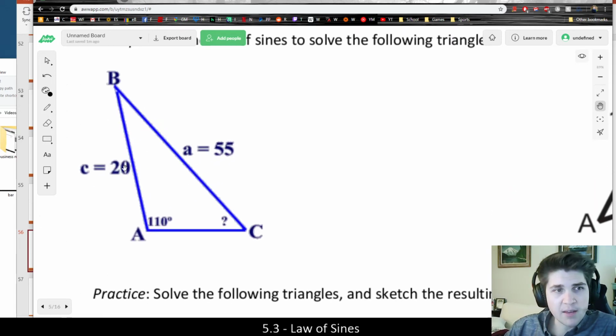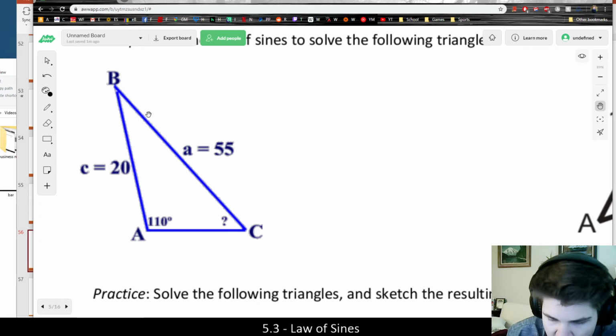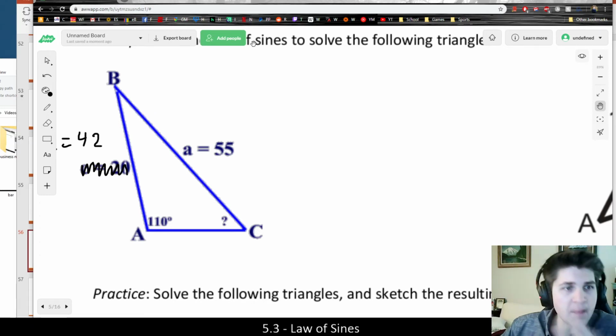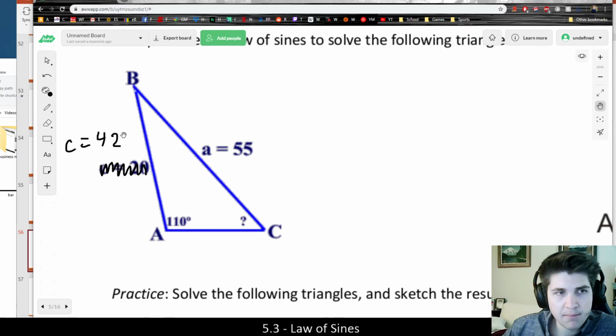Notice that we're given that side A is 55, side C is 20, and angle A is 110. Actually, before I begin, this makes no sense, because if this length is 55, there is no way this length could be 20, right? Because they're pretty similar in their measure. So if I were to solve this triangle, the answers aren't going to seem very right. So let me just fix this. I took this example from somewhere. Let's just say that that's 42. I'm making up numbers here because it doesn't really matter.